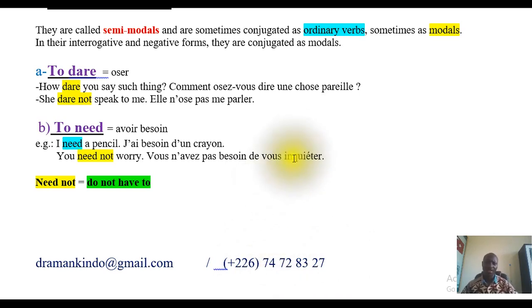So you have to watch this video many times, the first and the second one, in order to help you master the ordinary verbs. It's not easy, but if you keep practicing, you will master it. Watch the video many times and share it with your friends. It can help you and your friends master the English language.